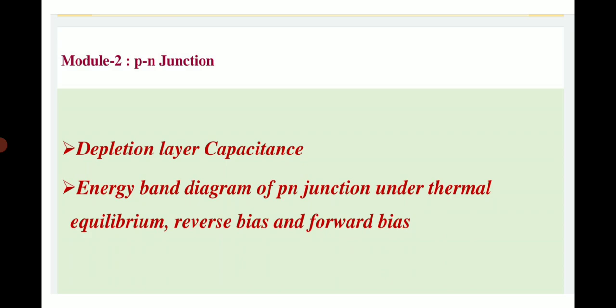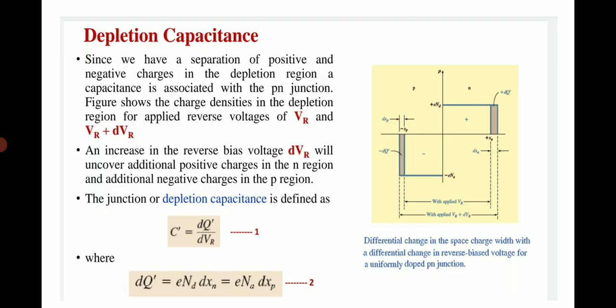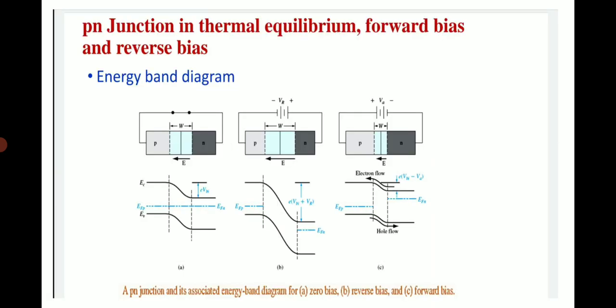Let's start with the first point, that is the depletion layer capacitance. This is the depletion capacitance. On the screen, the diagram shows the differential change in the space charge width and the differential change in reverse bias voltage of a uniformly doped junction. Let's see, the diagram is the reverse bias. Let's see the energy band diagram number 2.